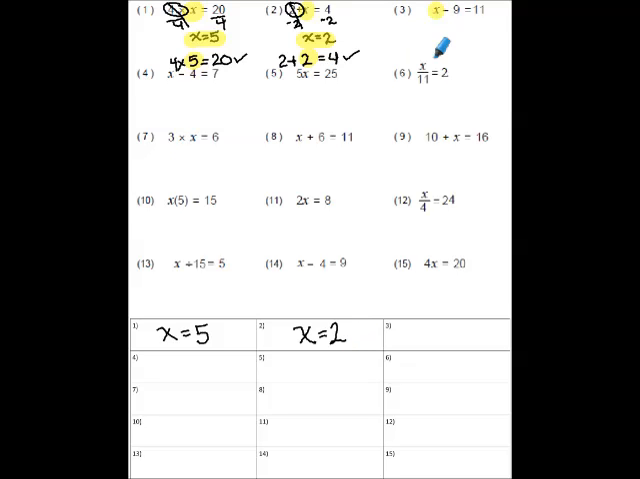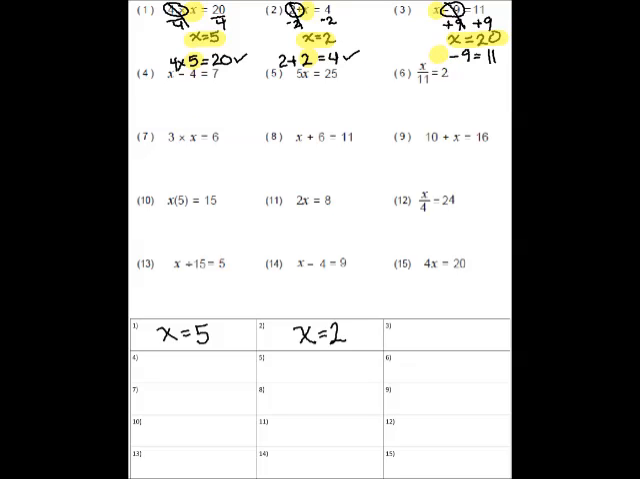Now I want to know what number minus 9 is going to give me 11. So if I add 9 to both sides, 9 minus 9 cancels out to be 0, and 0 plus x is just x. And 11 plus 9 is equal to 20. So I want to know what number minus 9 equals 11, and I got that x is equal to 20.